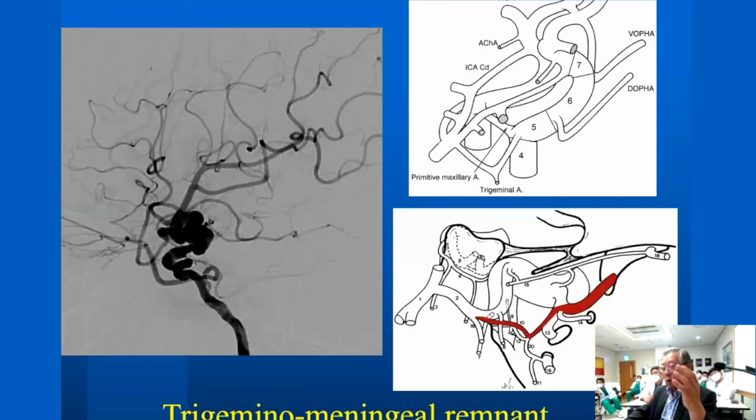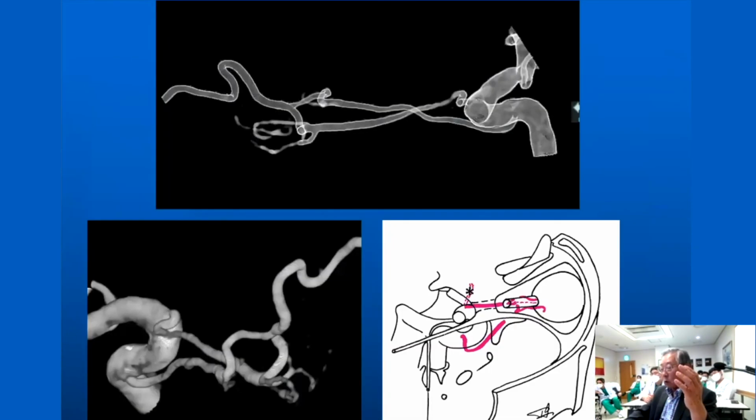One other case I want to show you. I'm showing you all the jewels. Look at this. What do you have? Two ophthalmic arteries connected inside the orbit. Dorsal ophthalmic, primitive ophthalmic. Because this is already connected, this is not ventral at all. It's the primitive ophthalmic.